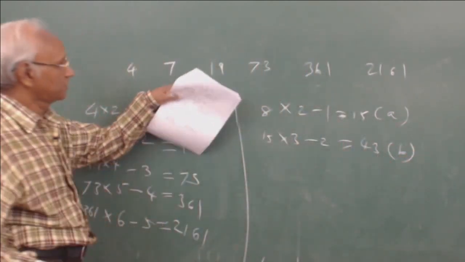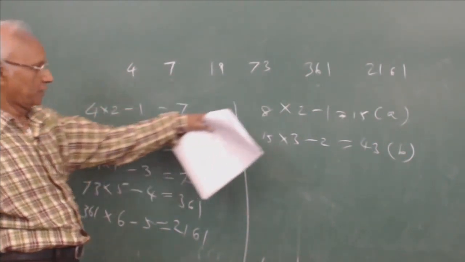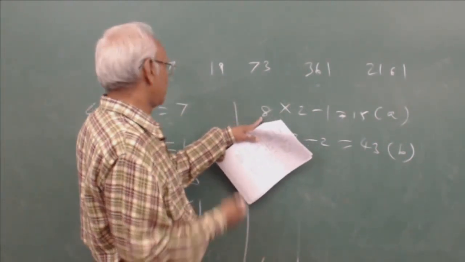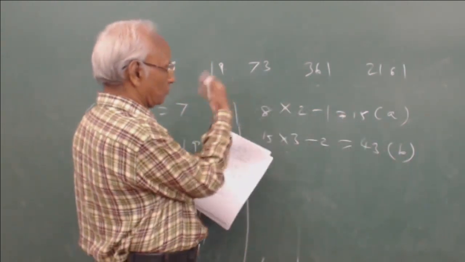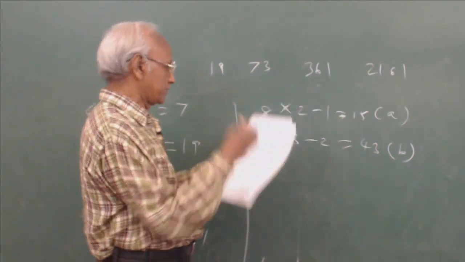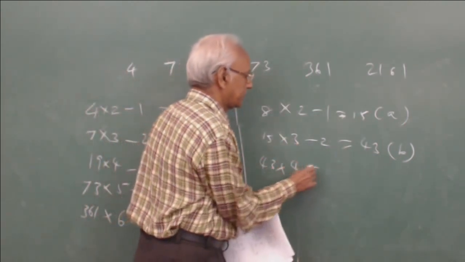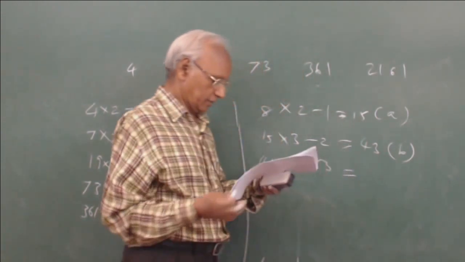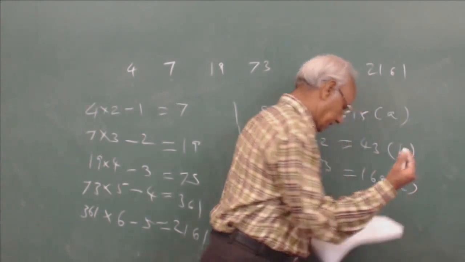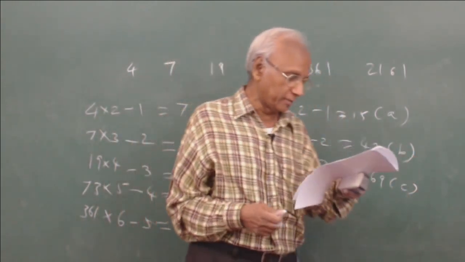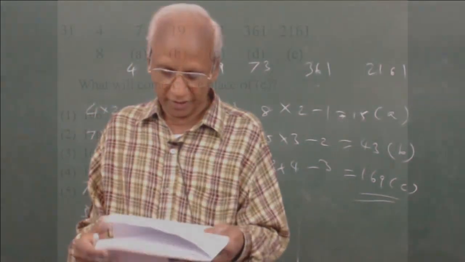See, it was 4 to 7, 7 to 19. Here 8, double that. So 8 to 15, 15 to 43. It will be more than double these values, but it will go in a similar way. So 43 into 4 minus 3. Here it comes to 169. That is C. But here the question is what will come in the place of C. So this is what you want. So it stops here. You don't have to go to D and E.